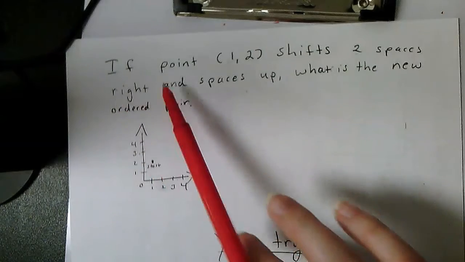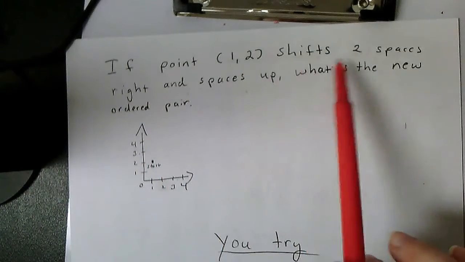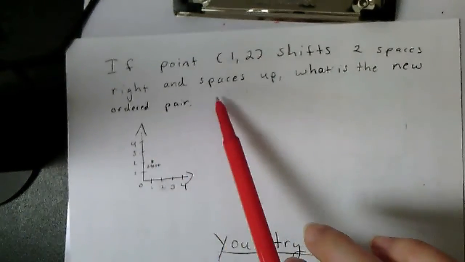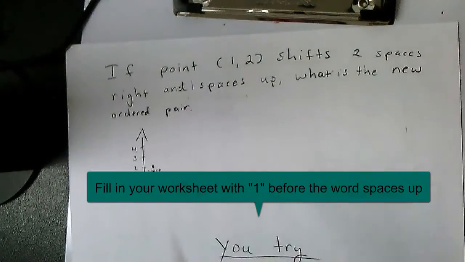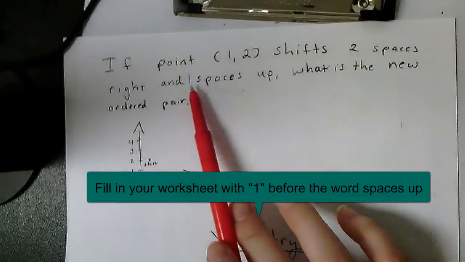So this one says, if point (1, 2) shifts 2 spaces right and, oops, I didn't write how many spaces, and 1 space up, what is the new ordered pair? Since I didn't have how many spaces up, just fill it in with 1, please.